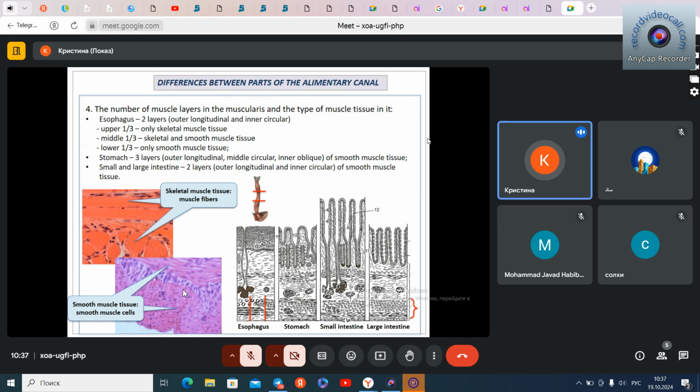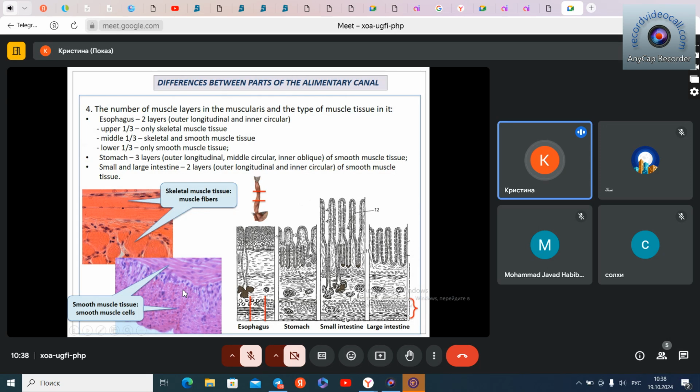Next, the number of muscle layers in the muscularis and the type of muscle tissue in it. In the esophagus, we have two layers, the inner circular and outer longitudinal. But the type of muscle tissue differs when we go along the esophagus from the pharynx towards the stomach. So, if we subdivide the esophagus into three parts, the upper, the middle, and the lower part, in the upper 1/3 of the esophagus, we have only skeletal muscle tissue in the muscularis externa. It is shown in this picture here.